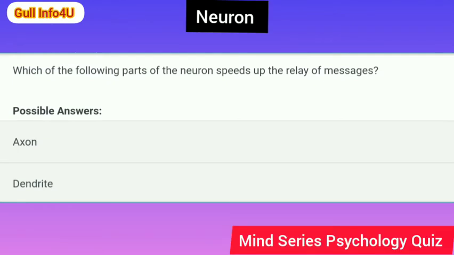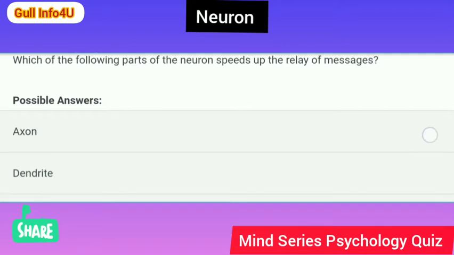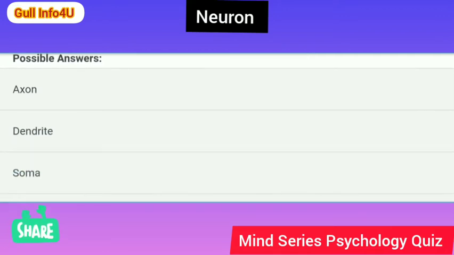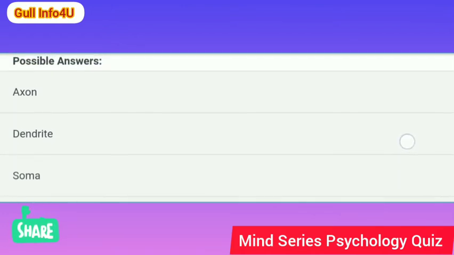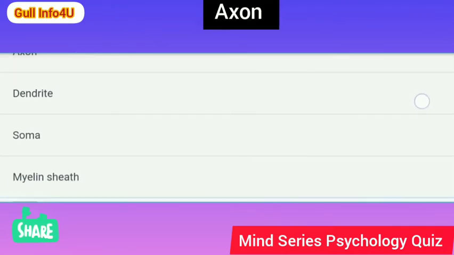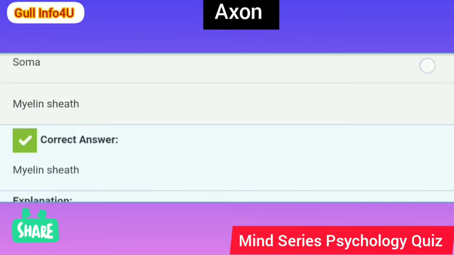Question: which of the following parts of a neuron speeds up the relay of messages? The possible answers: axon, dendrites, soma, myelin sheath. The correct answer is myelin sheath.